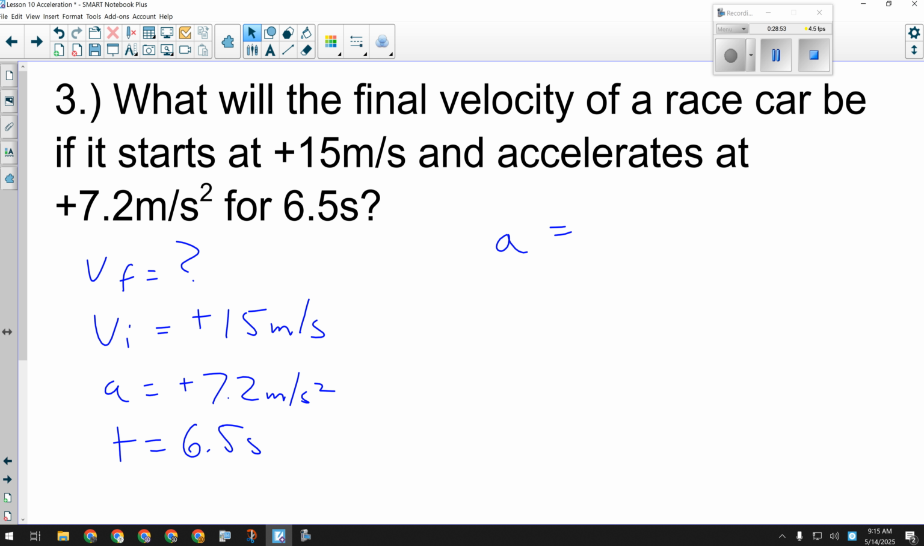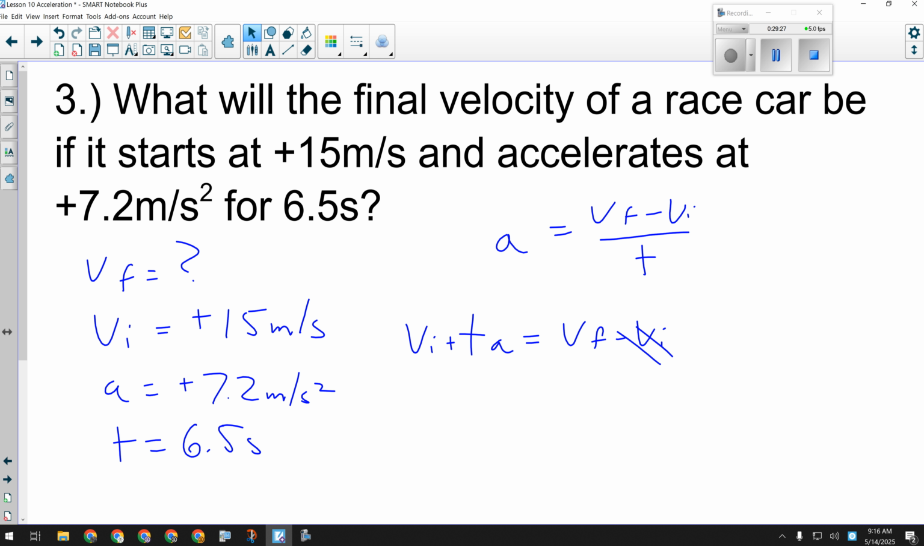Okay, so A equals VF minus VI over T. So I'm looking for VF. What do I move first? T. Okay, so I multiply both sides by T. All right, how do I get VF by itself? Add VI, right? If I want to move something, I've got to do the opposite. I want VI over here, okay? So I would add VI to both sides. So what I start with plus how much I change it by should give me my final velocity.